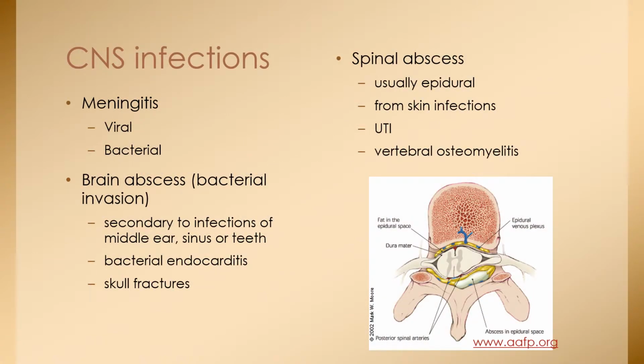Infection is also a possible cause of neurological dysfunction. In the central nervous system, it might be in the meninges, either viral or bacterial, or it could be in the spine or the brain in terms of an abscess. A brain abscess could be secondary to a middle ear infection. Even sinus infections can cause brain abscesses, or bacterial endocarditis, or even a skull fracture. A spinal abscess is normally epidural, meaning on the outside. It might come from skin infections. Even a urinary tract infection can cause a spinal abscess. So these are pretty unusual and extreme conditions where we see things happening in the spinal cord or the brain due to an infection.